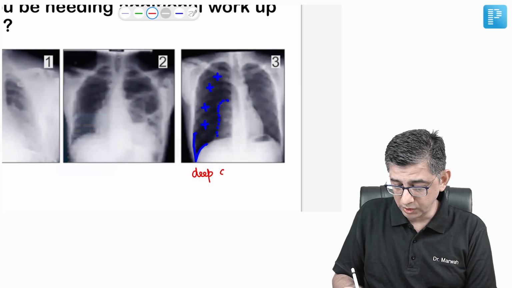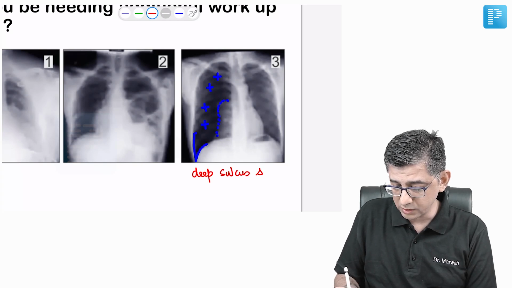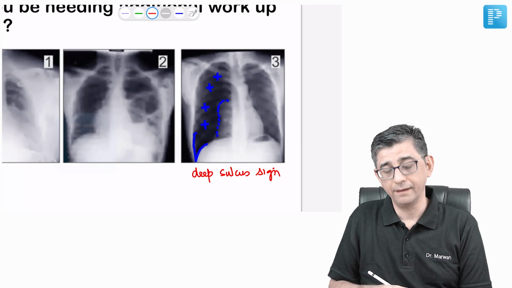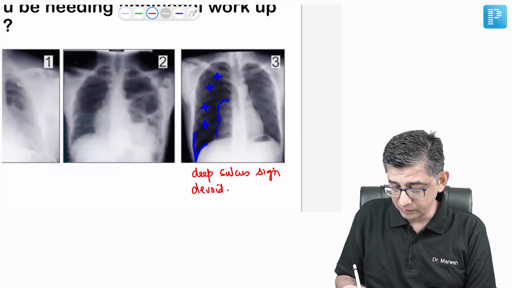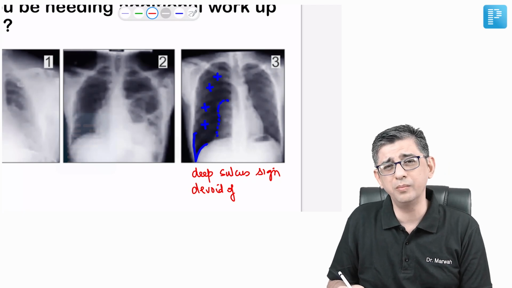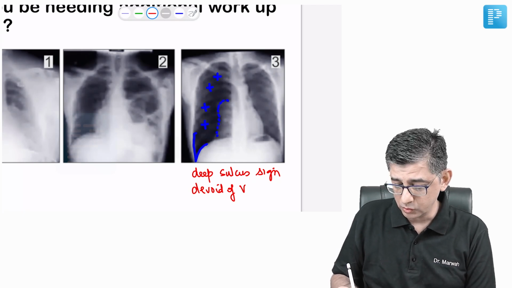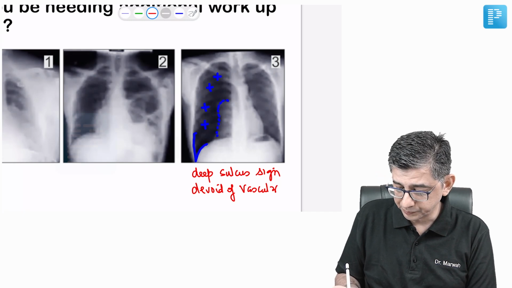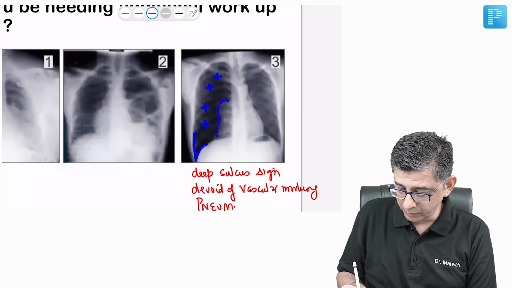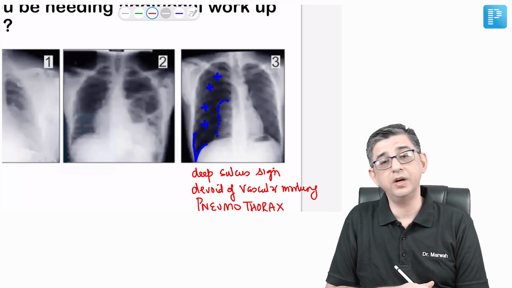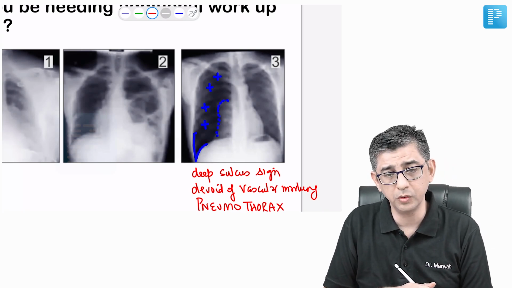So there are two things which are favoring pneumothorax. One is the deep sulcus sign. The second is that it is devoid of vascular markings. The x-ray looks more black. I mean, an x-ray is anyway black, but it's looking more black than normal. So the combination of these gives credibility to the fact that this gentleman had trauma to the chest and then ended up with pneumothorax. That's definitely a requirement for an intercostal drainage tube.